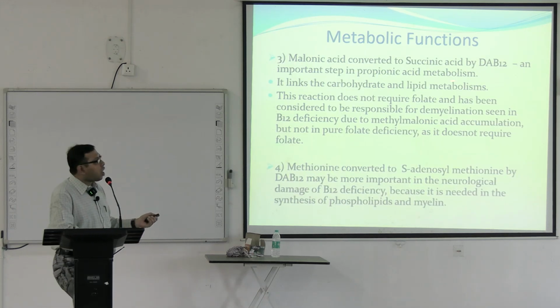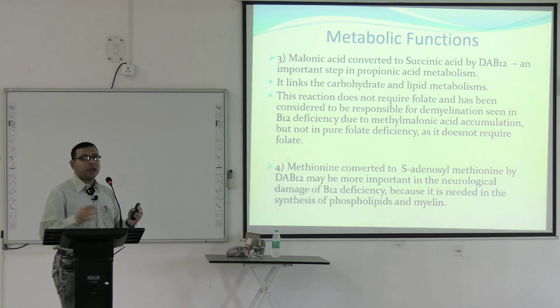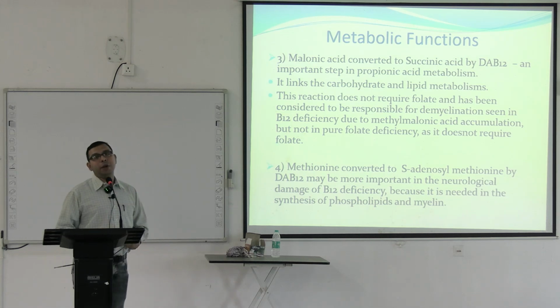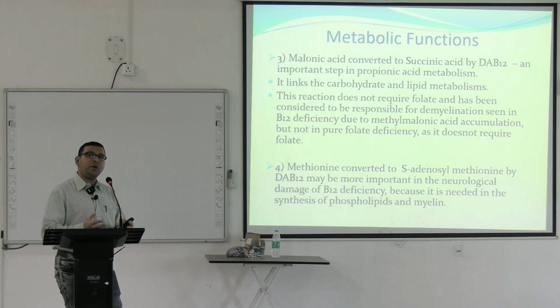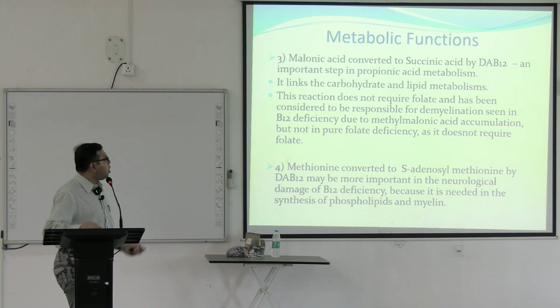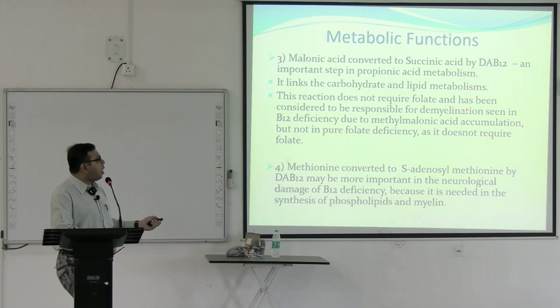Methylmalonic acid is converted to succinic acid by DAB12, another coenzyme form, and it is an important step in propionic acid metabolism. This propionic acid metabolism is basically a linker between carbohydrate and lipid metabolism. So ultimately again we can see that when there is deficiency, carbohydrate and lipid metabolism will suffer. This reaction does not require folate and has been considered to be responsible for the demyelination seen in vitamin B12 deficiency due to methylmalonic acid accumulation.